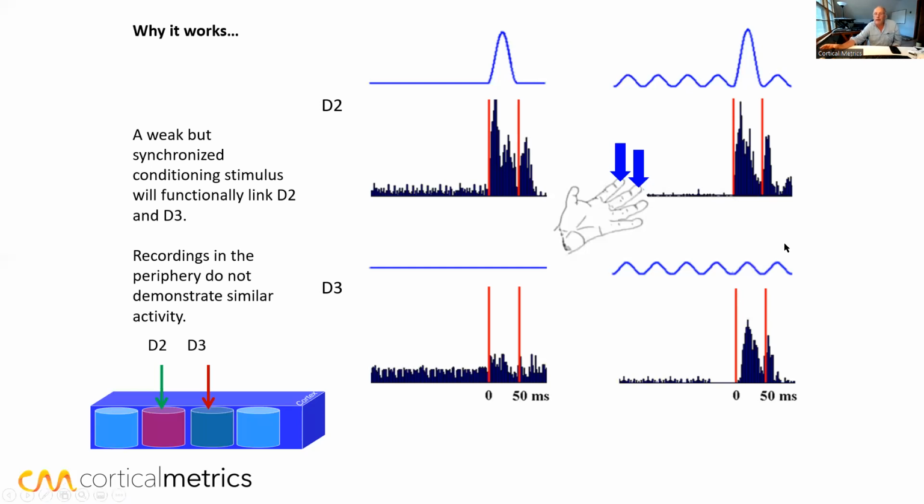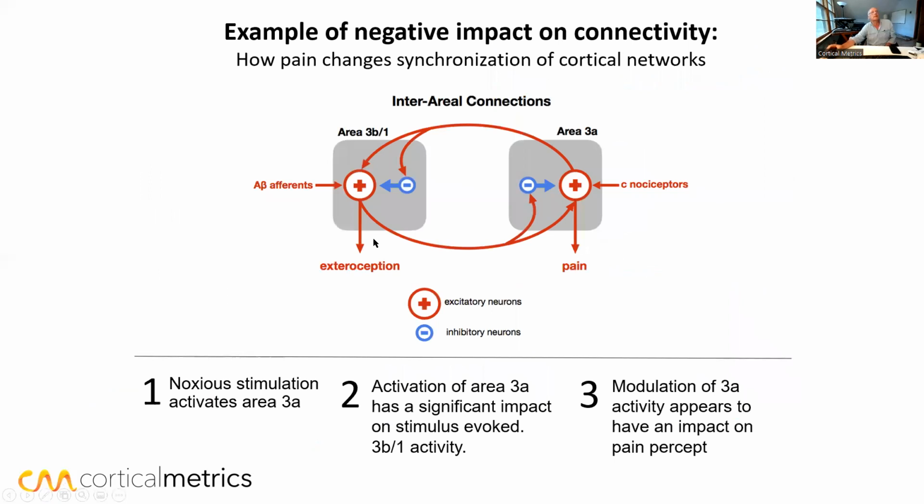So if you disrupt that connection, then you won't get this crosstalk. So then the question is, what disrupts that crosstalk? Well, there's a lot of different things that can. One's anatomical, one's physiological, and then combinations of the two. But let's look at some examples, or at least one example. What's an example of negative impact on connectivity?